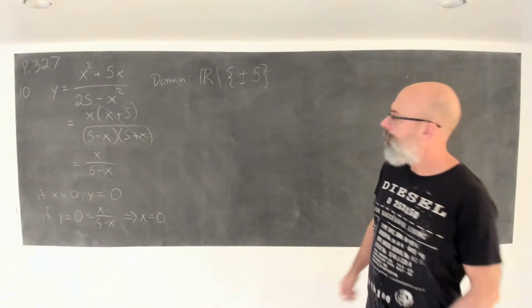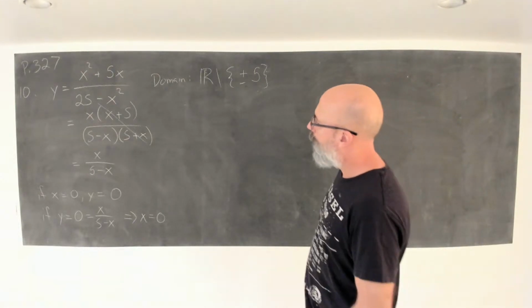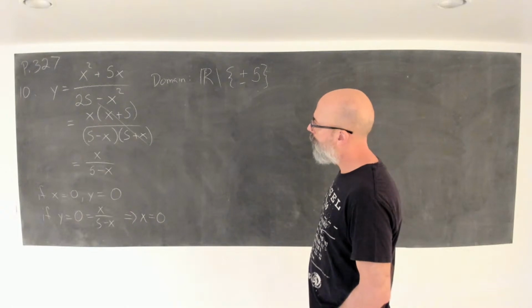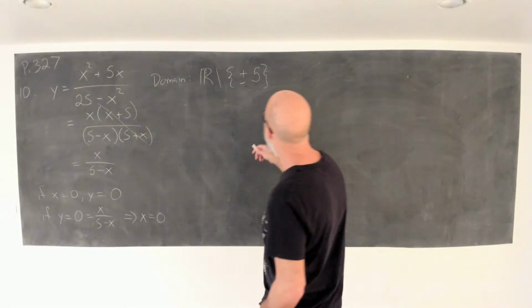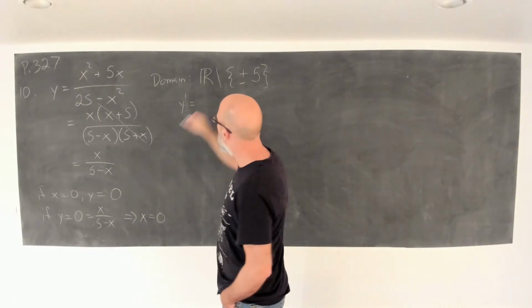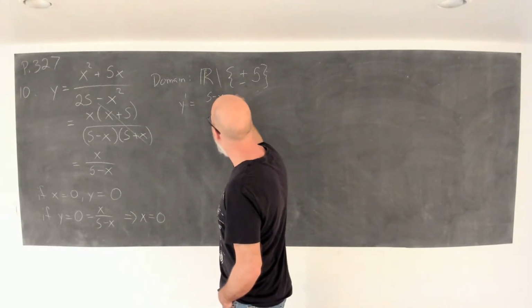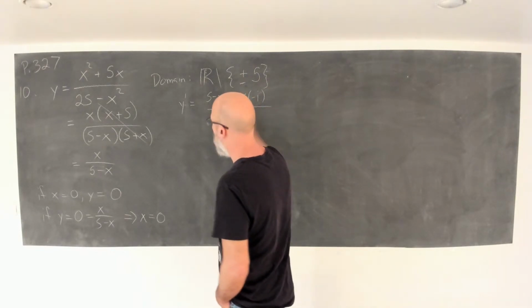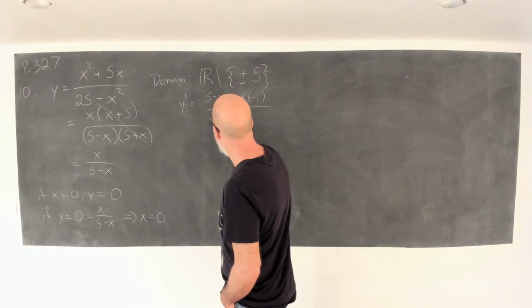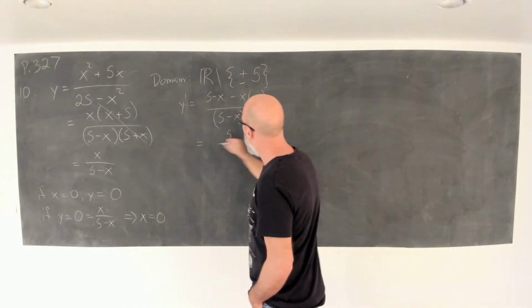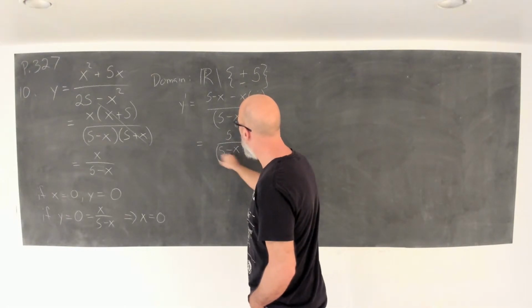Very well. Let's take the derivative. Quotient, so quotient rule applies. VU prime minus UV prime all over V squared, which is really just 5 over 5 minus x all squared.